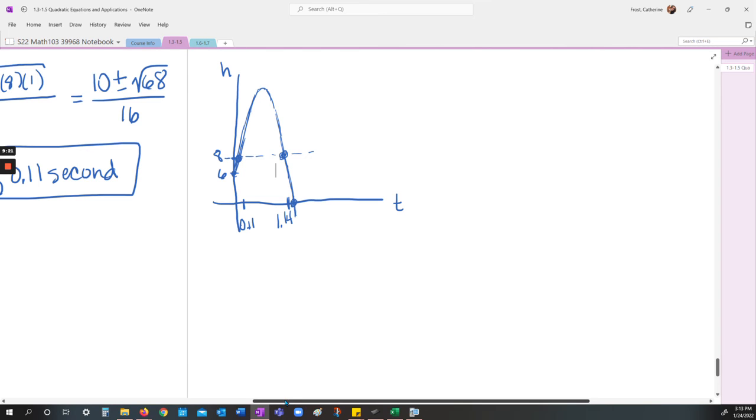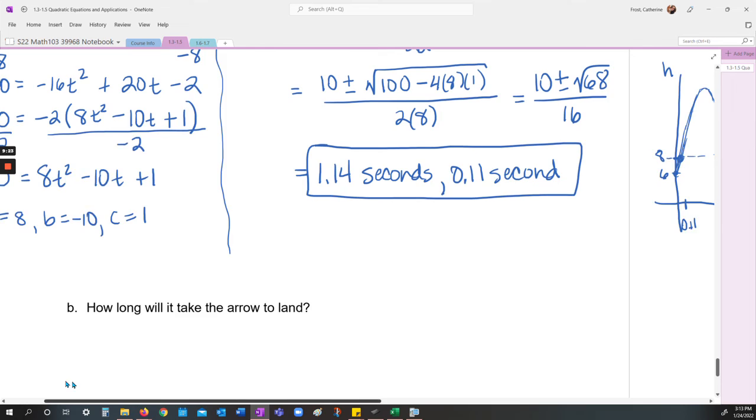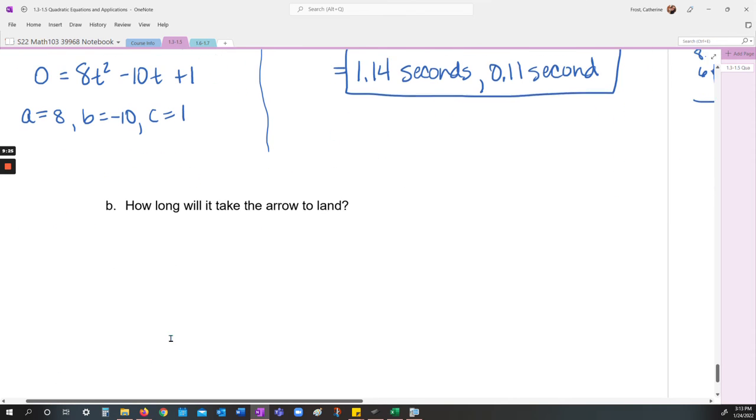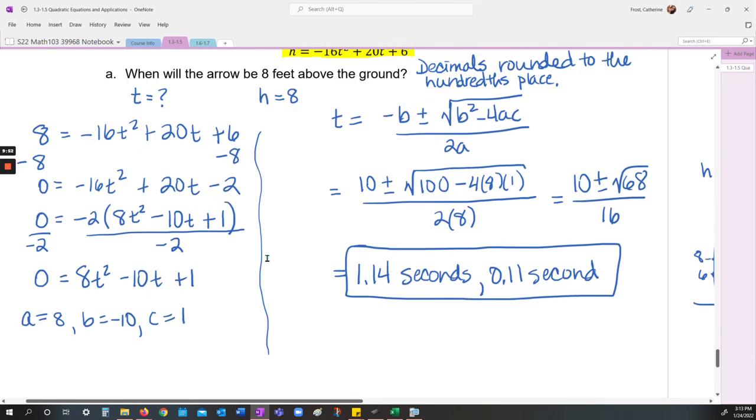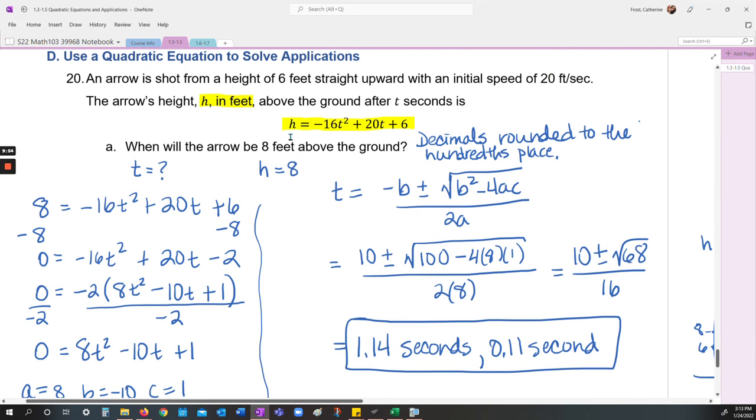Okay, so part B, how long will it take the arrow to land? How long is another way to say, sort of, when. We're again being asked to find t. And now it's sort of implied what the height is. If the arrow has landed, its height would be 0, right? It's on the ground. So now we're going to set our initial formula. We're going to put in 0 for h.